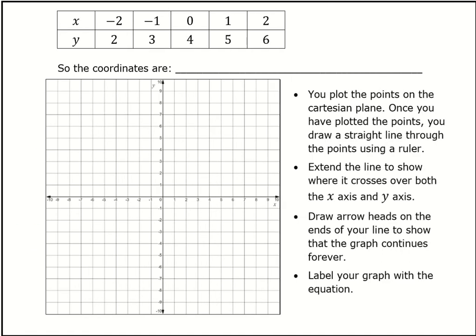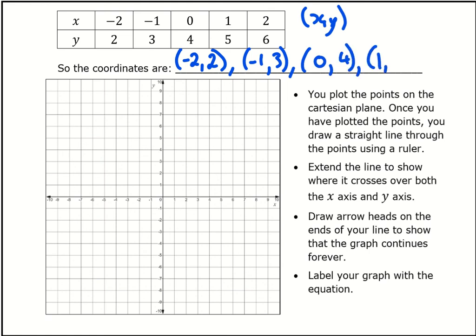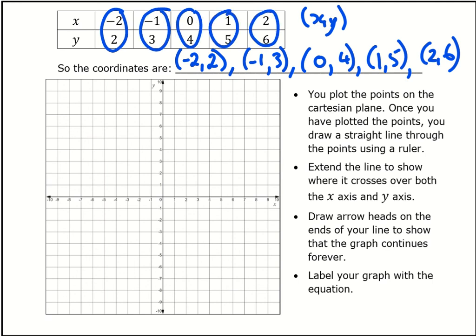Now I've put those coordinate points up in the table at the top, and the different coordinate points it gives me are -2, 2, then -1, 3. I'm always writing them in the order of x and then y. So my next coordinates would be 0, 4, 1, 5, and 2, 6. So I'm just taking them as coordinate points like that.